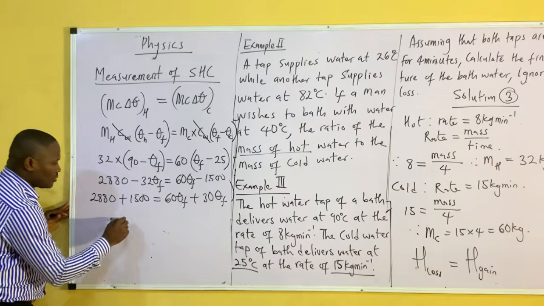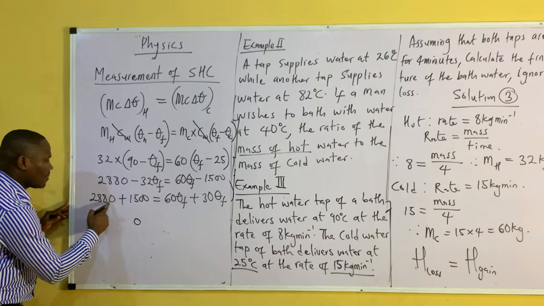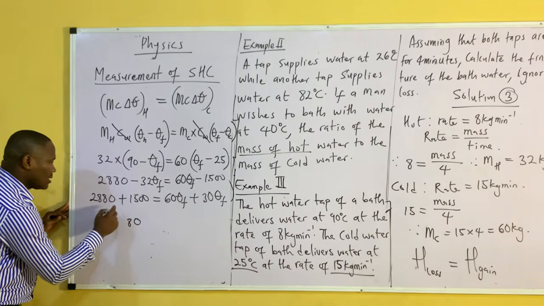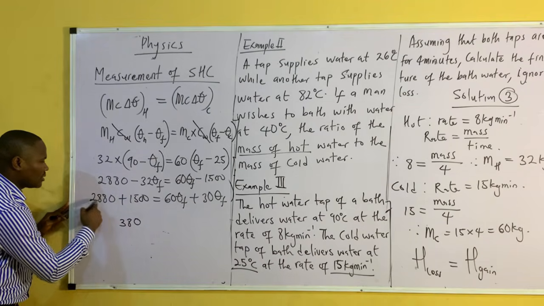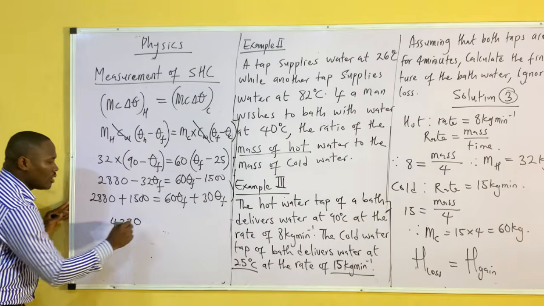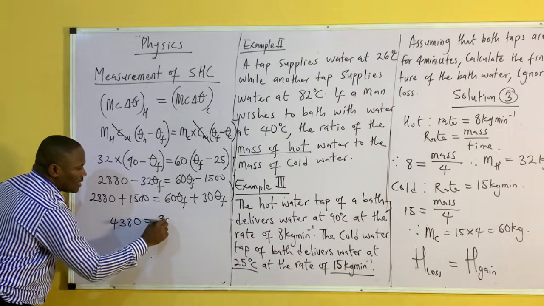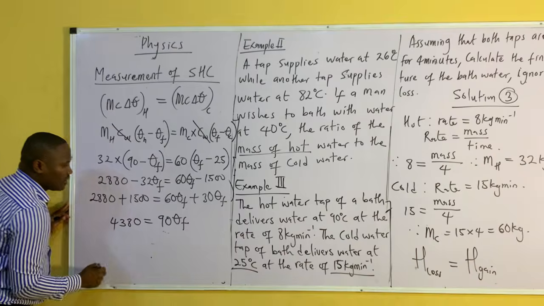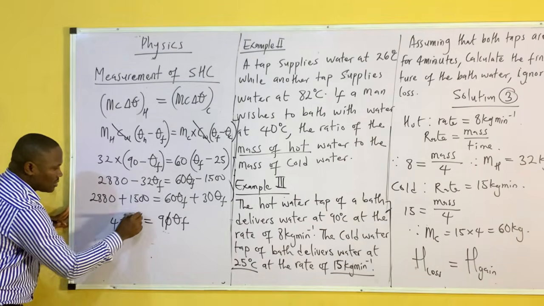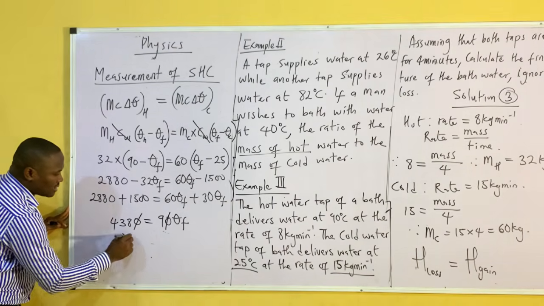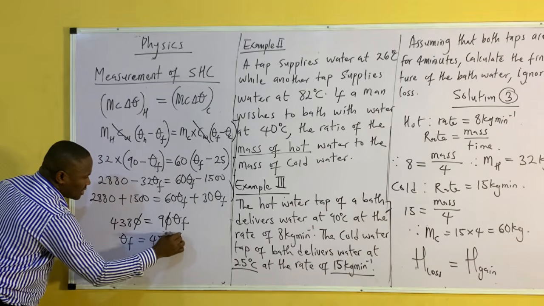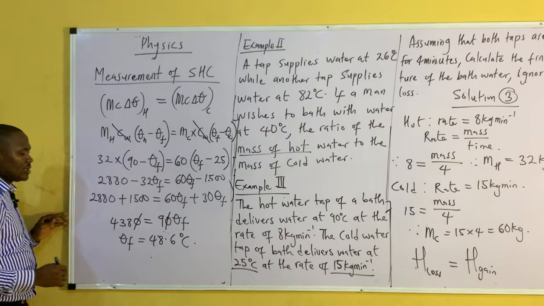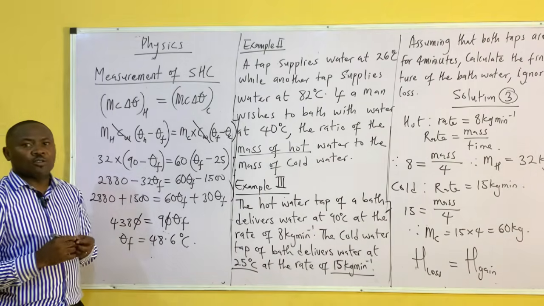So this will now be 0, then this will be 8, this will be 3 carry 1, 3 plus 1, 4, is equal to 90 theta F. So this cancels this. Then we now have theta F is equal to 48.6 degrees Celsius. So that's the final answer to this question.